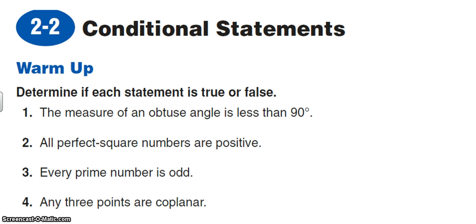All right, you should have number 1, the measure of an obtuse angle is less than 90 degrees, is false. Number 2 is true. Number 3 is false. The one counterexample we talked about is the number 2. And number 4 is false.